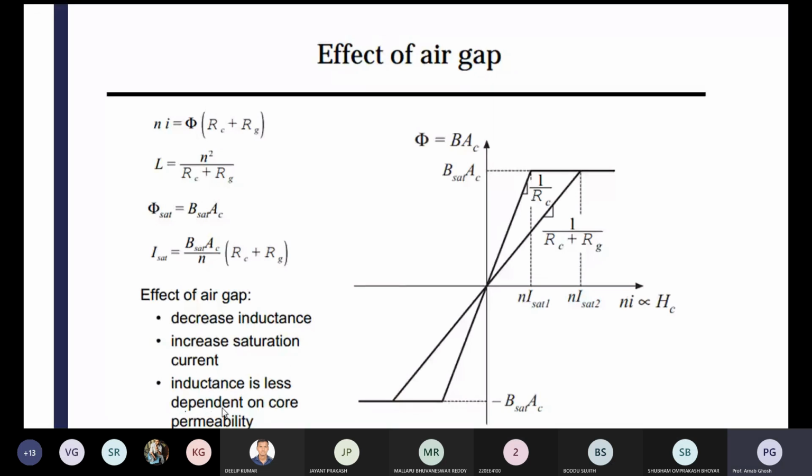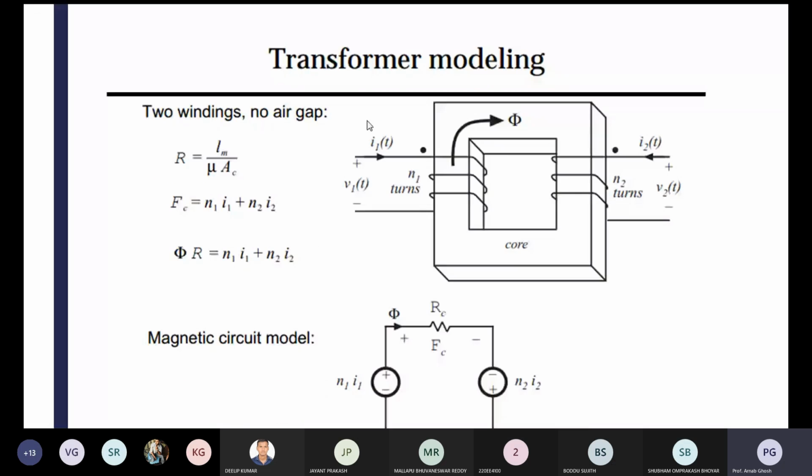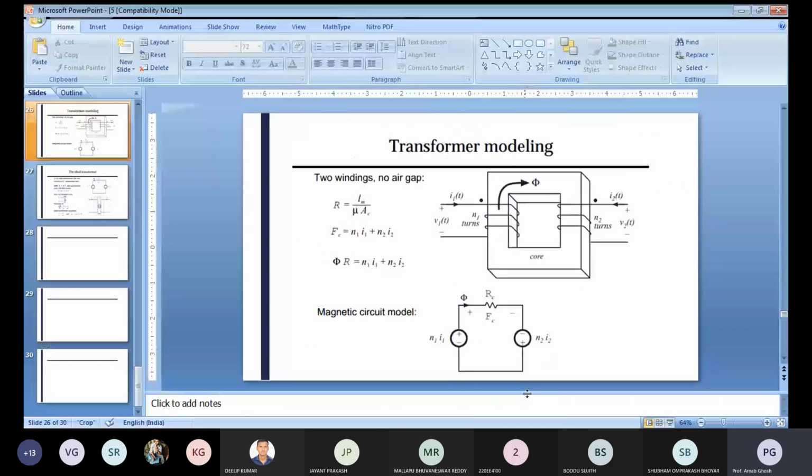In my next class, transformer models will also be discussed. So in the next class I'll discuss it. Till now, you can do the inductor calculations. Actually, the next class is scheduled at this time, so that's why I need to stop.